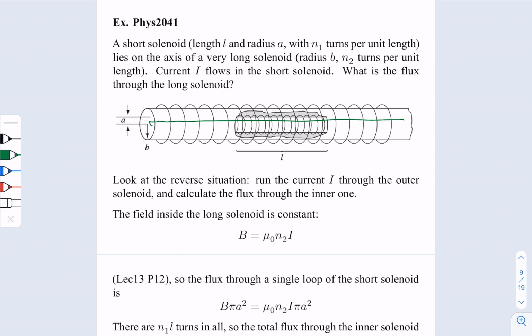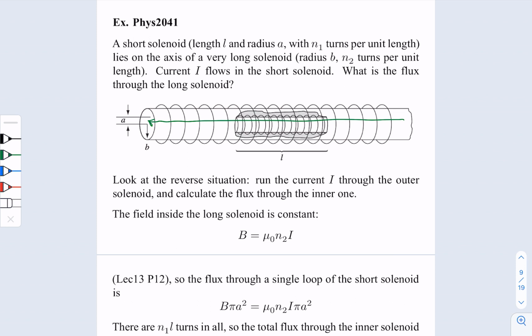So the magnetic field produced by a long solenoid inside the tube is a uniform field, and this magnetic field will produce a simple flux into this inner tube. So it's extremely easy to calculate the flux if we specify the current on the outer solenoid. So that's how we calculate the mutual inductance first. And then from the mutual inductance, we can deduce what would happen if we run a current in the small solenoid. So that's how we do it.